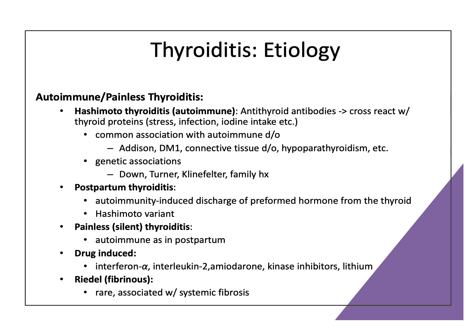Precipitating factors can include infection, stress, sex steroids, pregnancy, iodine intake or lack thereof, and radiation exposure. There's a common association with autoimmune disorders and also genetic associations, specifically Turner syndrome. There's a 15% chance of developing this before the age of 40. Postpartum thyroiditis. This is an autoimmune induced discharge of preformed hormone from the thyroid. It's thought to be a variant of Hashimoto.